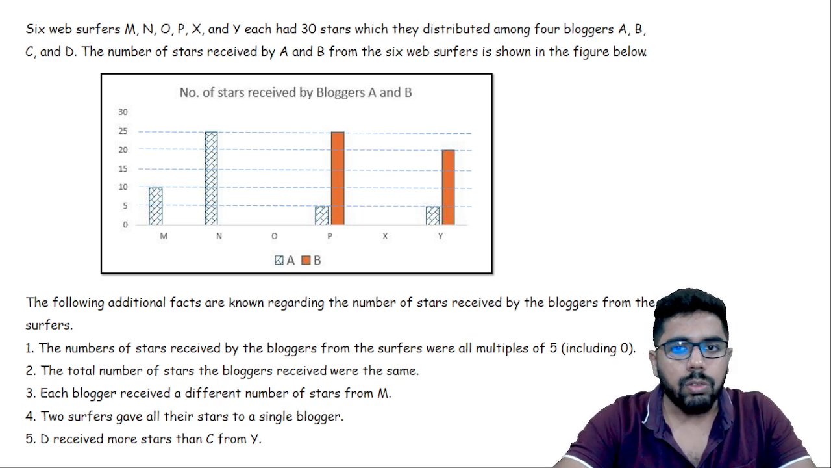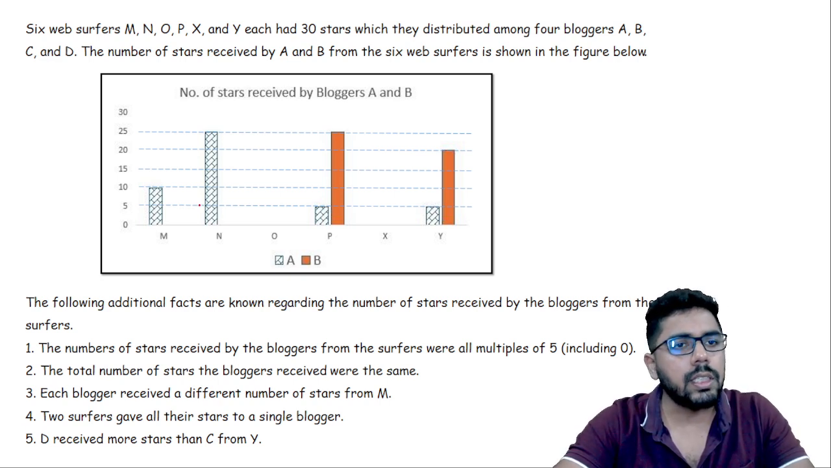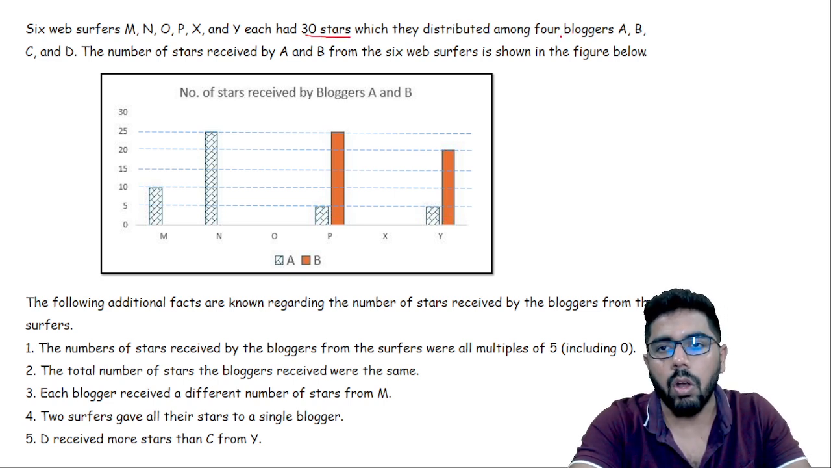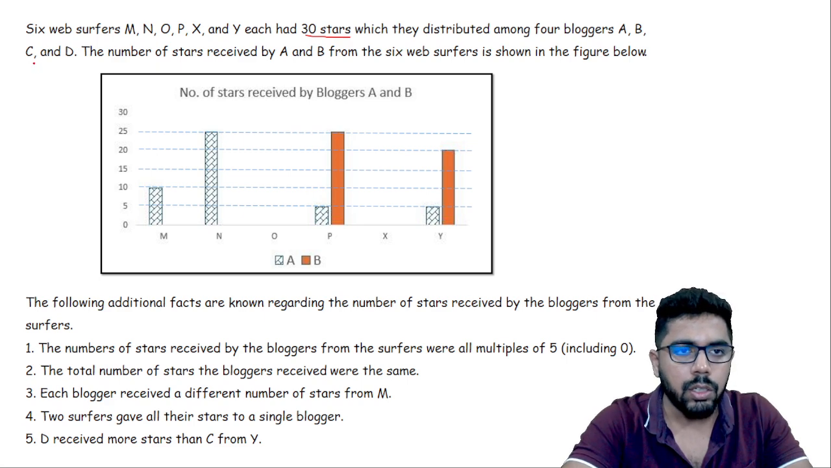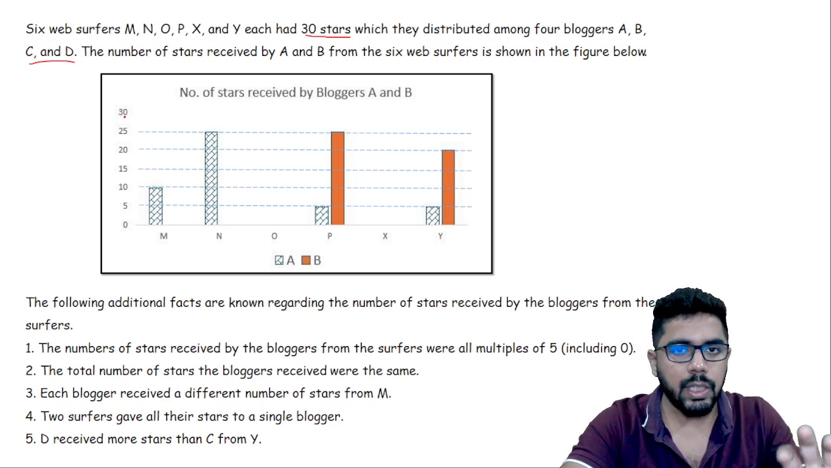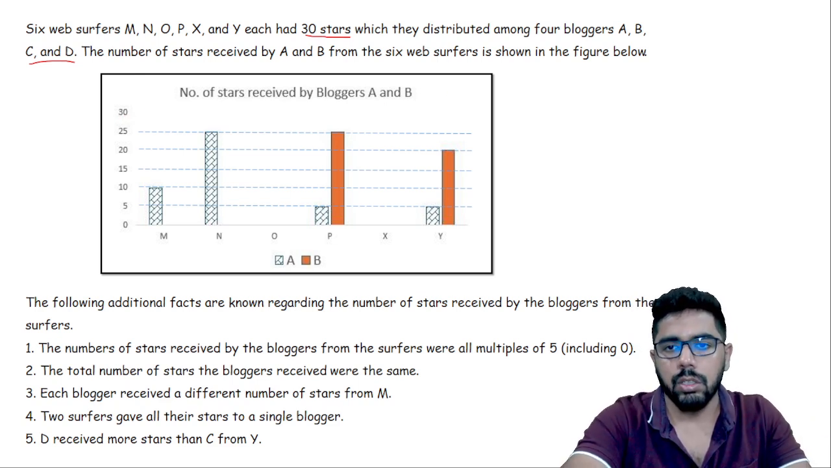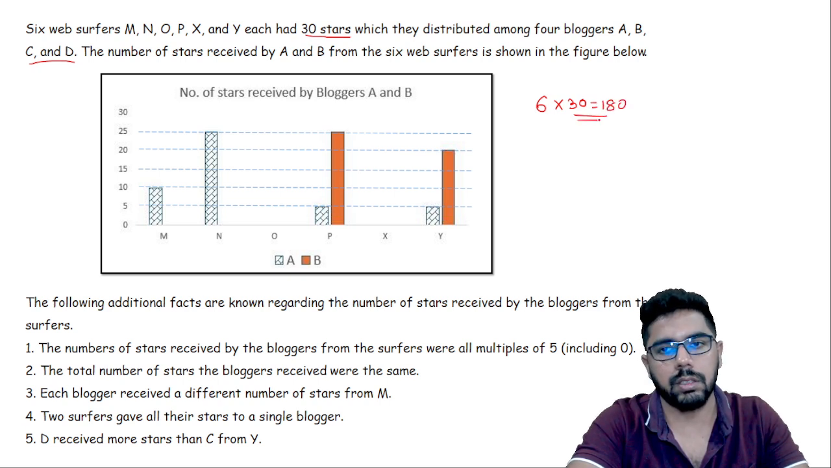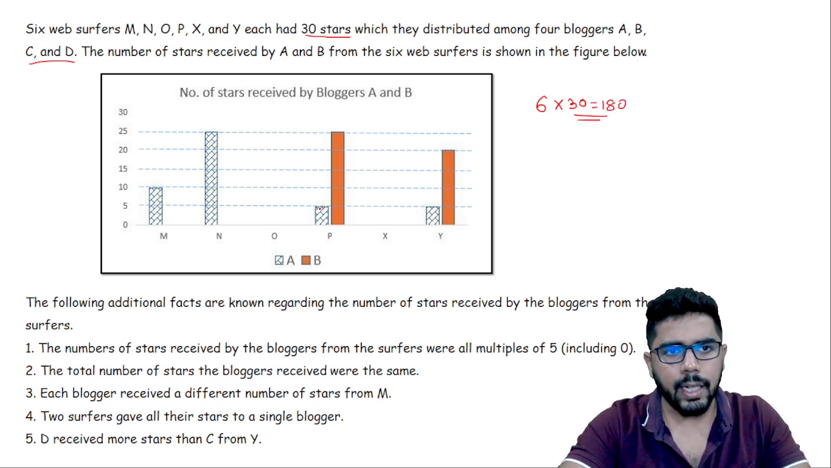All right then. So let's see what the question is saying. It is saying there are 6 web surfers M, N, O, P, X and Y, and each of them had 30 stars, which they distributed among 4 bloggers A, B, C, and D. So there are 6 surfers and 4 bloggers. Each surfer is having 30 stars. So we can say there are 6 surfers, so 6 into 30 will have a total of 180 stars. And it is distributed among 4 bloggers.